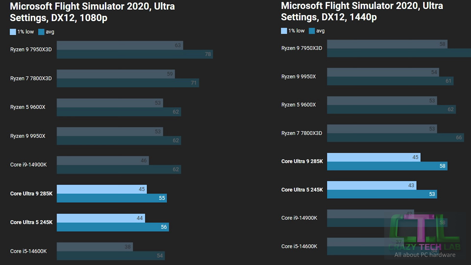And it also seems to not be particularly favourable to the new Arrow Lake CPUs, which languished below the Core i9 14900K at 1080p, stepping up to 1440p, and again it's AMD that has the upper hand with the X3D models and the Ryzen 9 models.